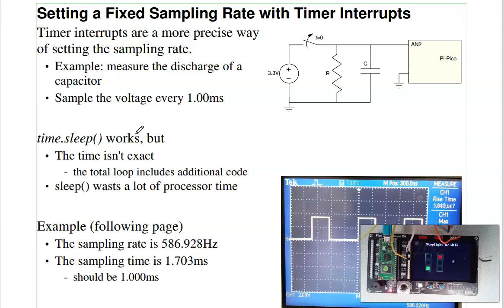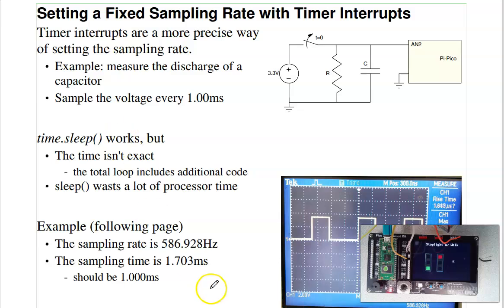Another example of things you can do with timer interrupts. I can have a more precise measuring of time. So for example, I want to measure the RC time constant of a capacitor. What I could do is set up the interrupt for every 1 millisecond. If I use time.sleep, it isn't exactly right because the main routine is going to be a little bit off.